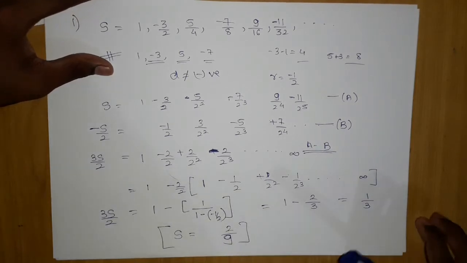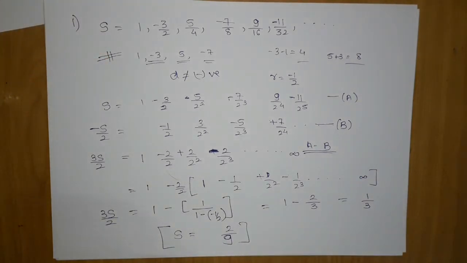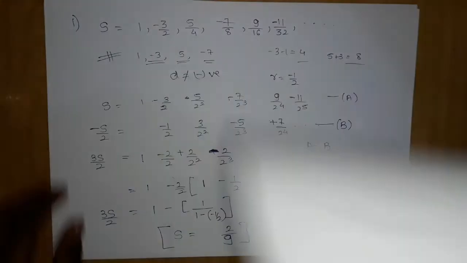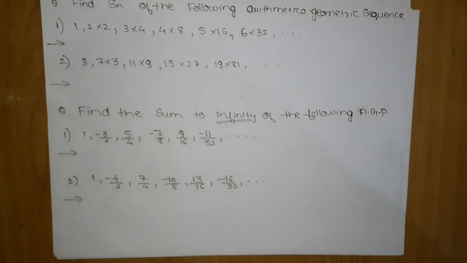The most important thing here is that you should always take R, the common ratio, as negative. Don't take D as negative. This will create a problem in your questions of AGP. Now let's move on to the next problem. The next problem is as follows.